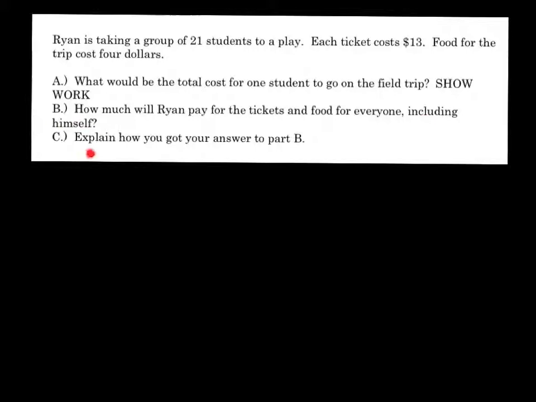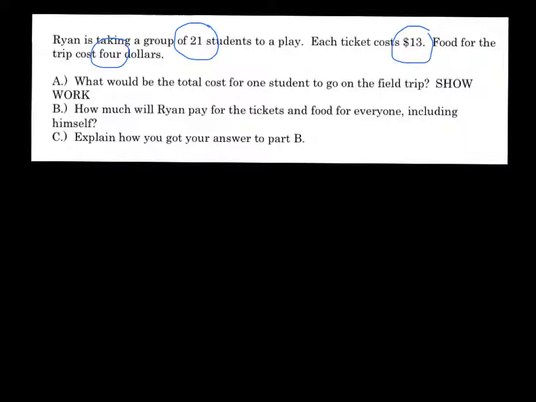C, explain how you got your answer to part B. So let's go ahead and do CUBES on everything. We'll start with the introduction here. Ryan is taking a group of 21 students to the play. Each ticket costs $13. Food for the trip costs $4. So we've circled all the important numbers.